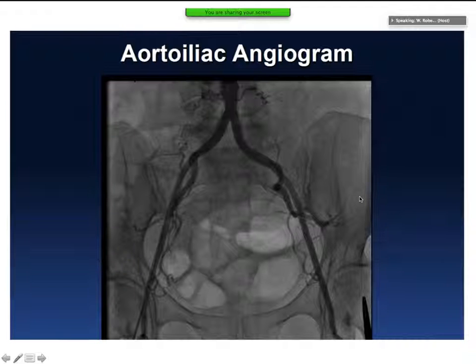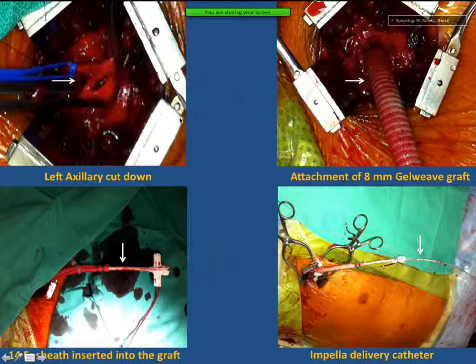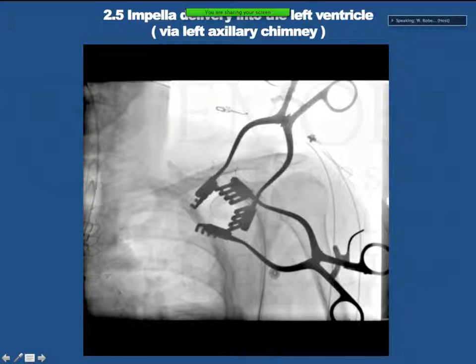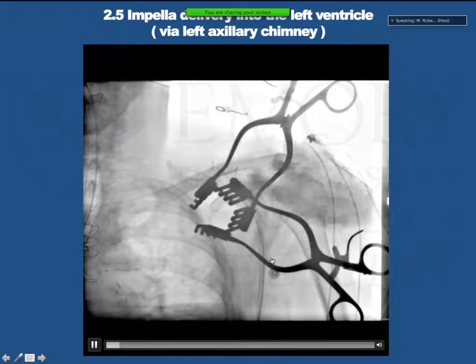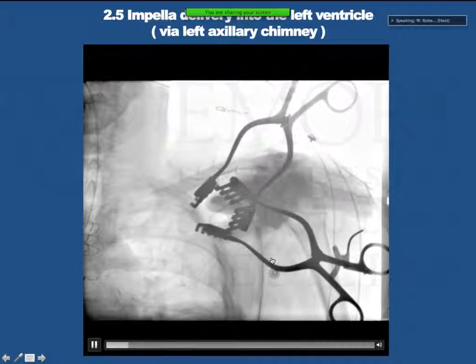There are other alternate sources, and I tell you, this is a patient who was high risk. We were able to do a left axillary cut down with the vascular team attached an 8-millimeter Gelweave graft, and we're able to put the Impella sheath in and deliver the Impella delivery catheter through the axillary conduit. And this movie will show you attempts by me to move these devices through the conduit.